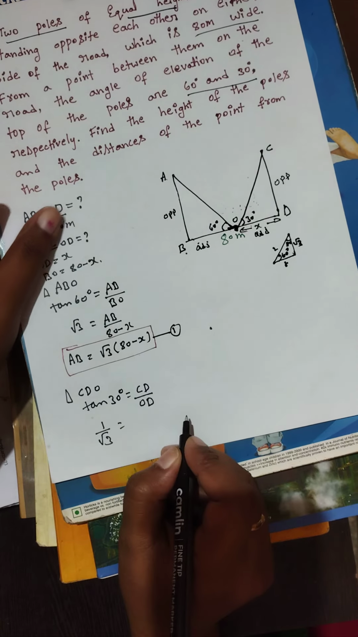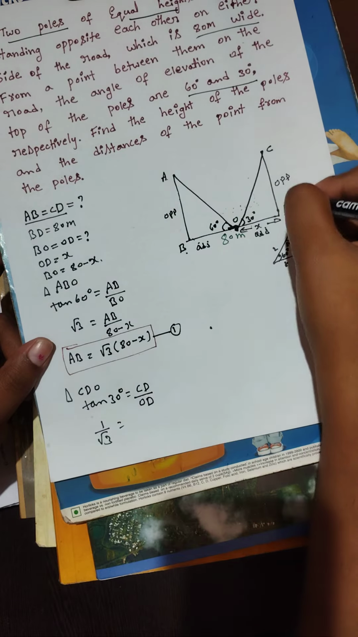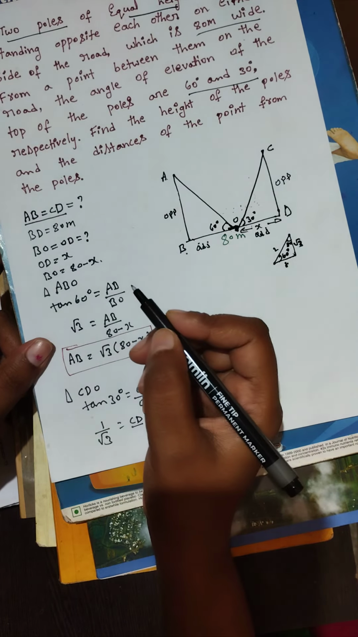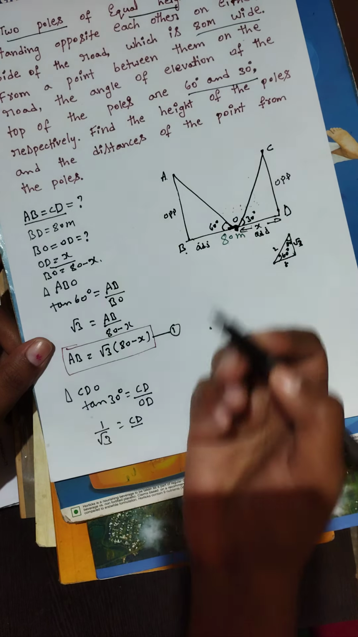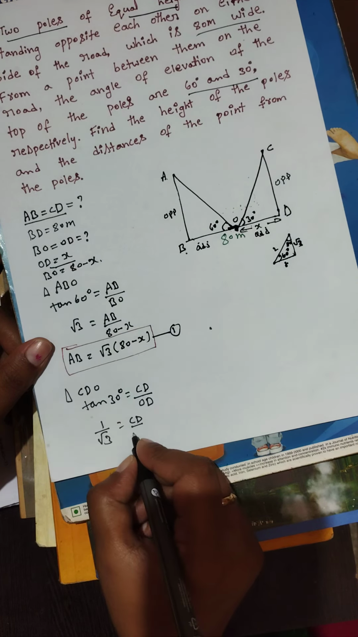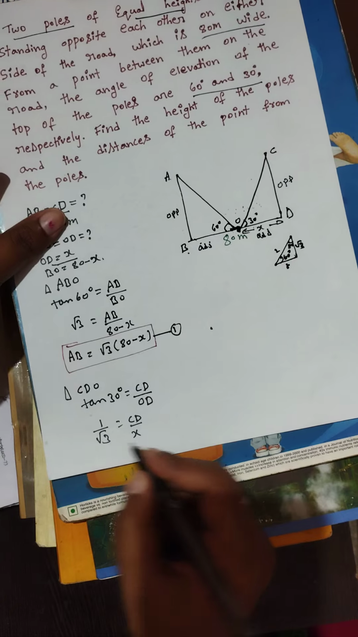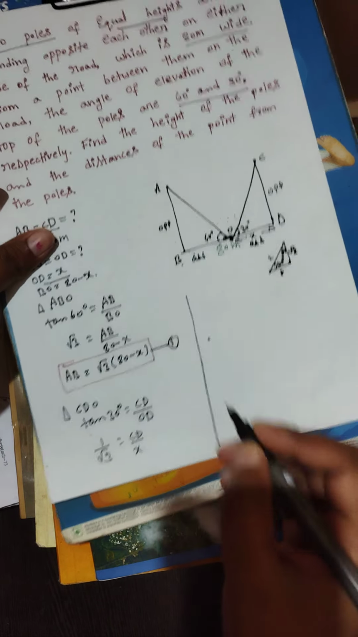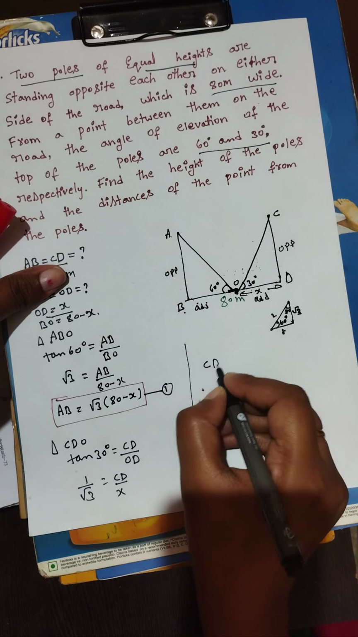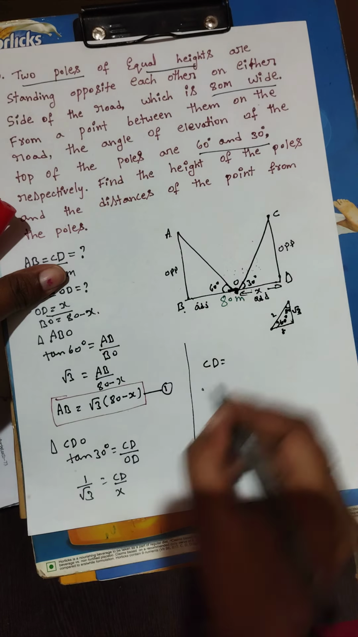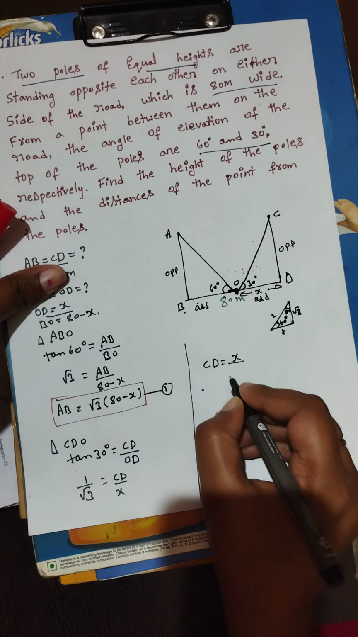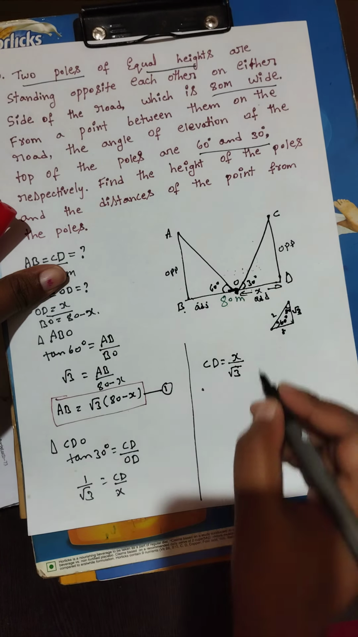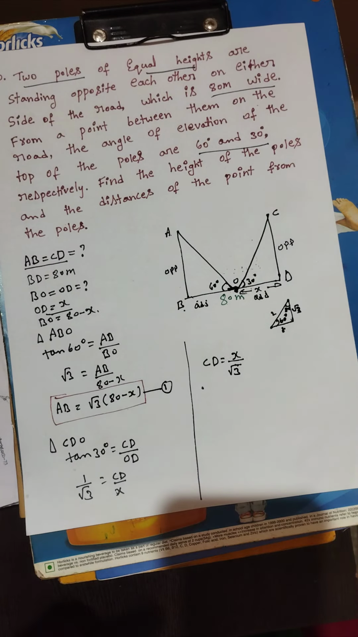It is equal to, what is your CD here? CD you have to calculate, it is the height. And OD is nothing but what we considered as x, because it is also in terms of x, you write it as x. So what is your CD? You just cross multiply this, and you will get your CD value. Your CD is equal to x by root 3.